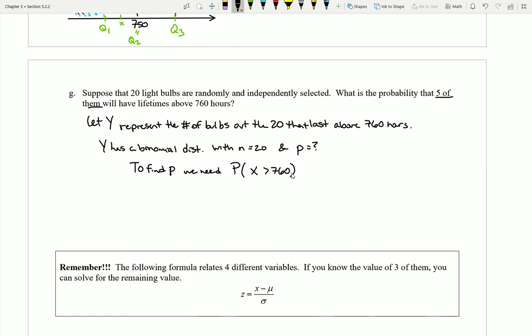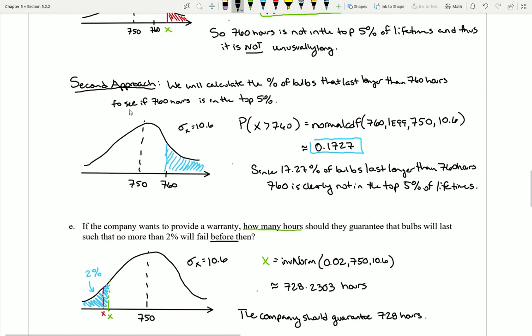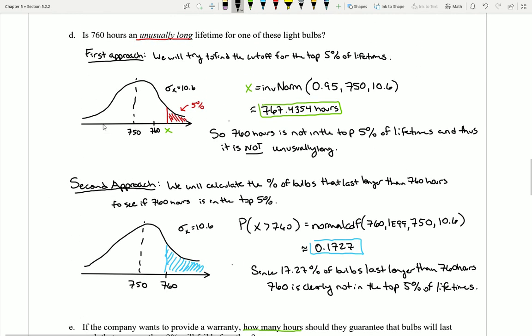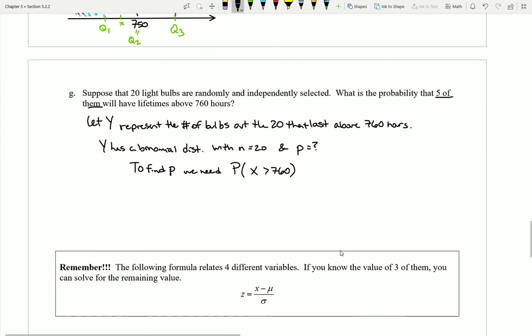So, in fact, if I look back at one of my previous parts, specifically here in part D, I can already see that we actually already calculated this. We found that if you shaded above 760 hours, the chances of getting a light bulb there would be 17.27%, or 0.1727. So I'm going to go ahead and just jot this down right here, 0.1727, and I'll just put, this is from part D. So I actually then have my value of p. I can just use this value right here.